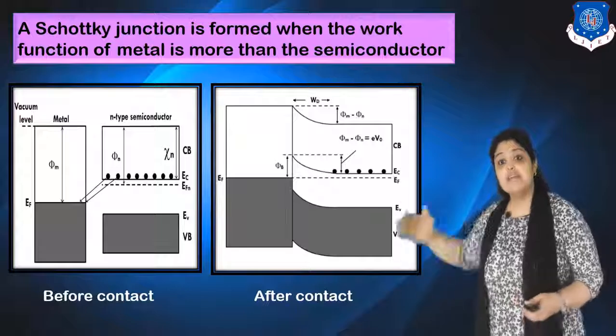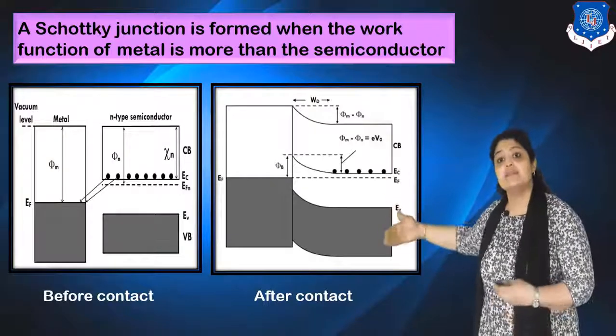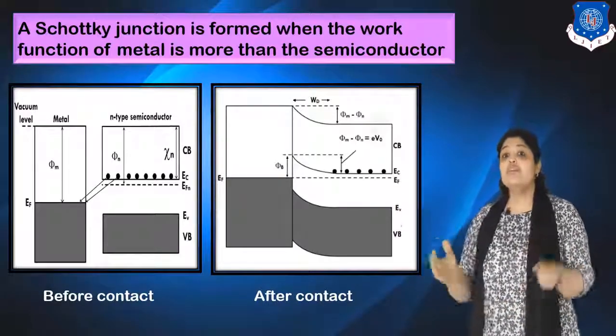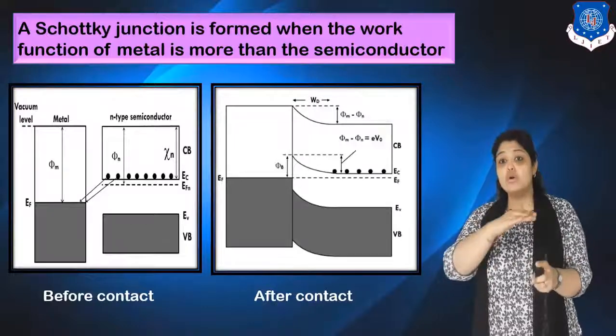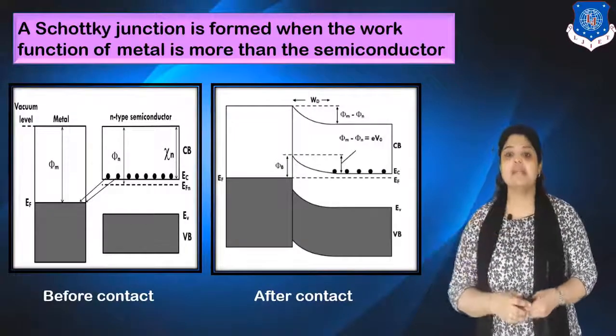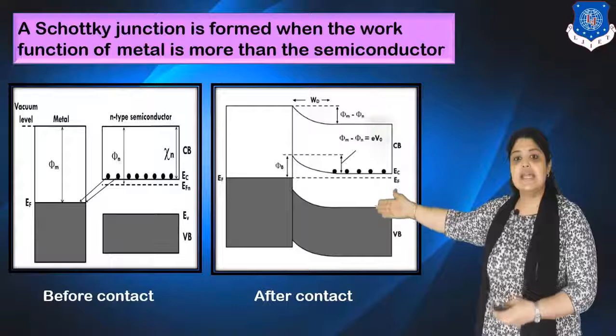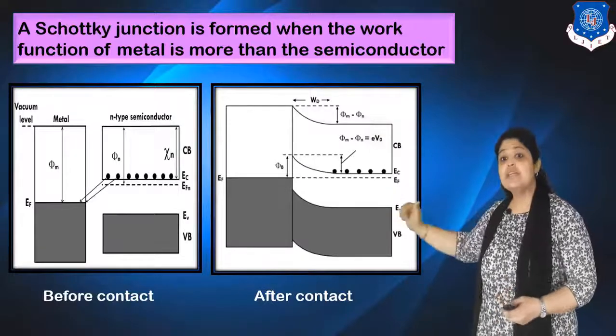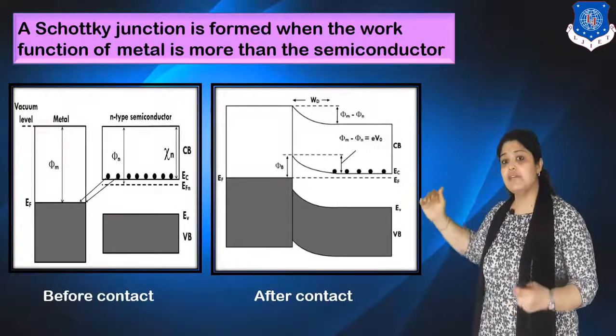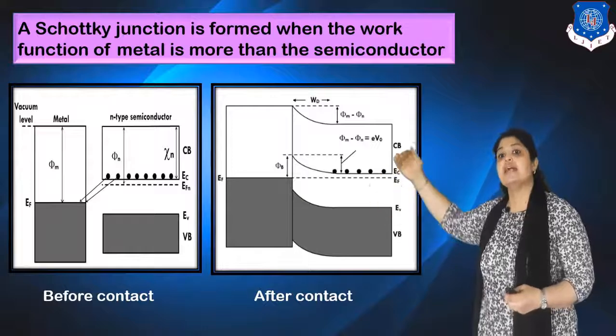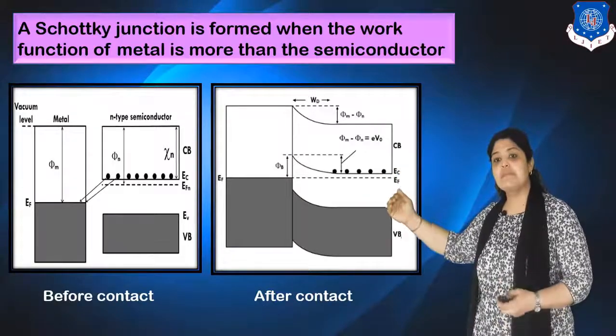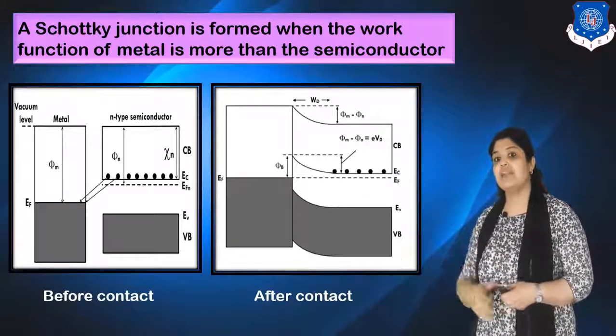That means here we have one metal and the other semiconductor. So when you make a junction, both of them should have Fermi level at the same level. And that is what is indicated in the second diagram here. You can just see EF, that is the Fermi level of metal, and EFN, that is the Fermi level of N-type semiconductor. They both share the same level.